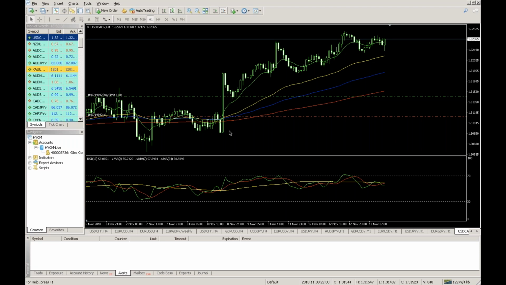Remember the correlation between the Canadian dollar and oil? Someone tell me, what's the connection between the Canadian dollar and oil? Can someone tell me in the questions? What's the connection? Whenever you're taking a trade on the Canadian dollar, what chart must you always look at? Let me know in the questions.